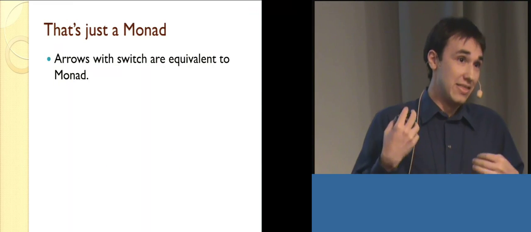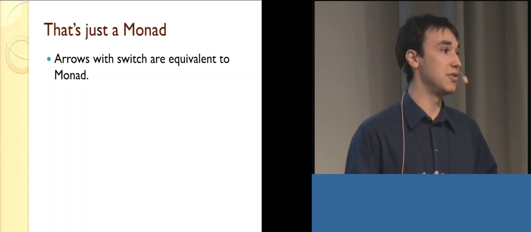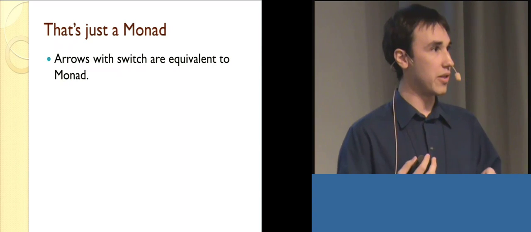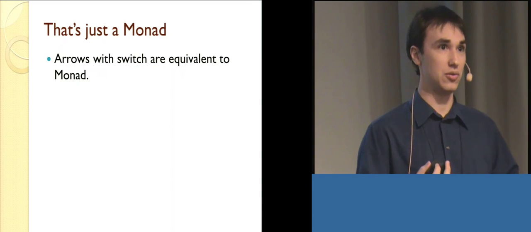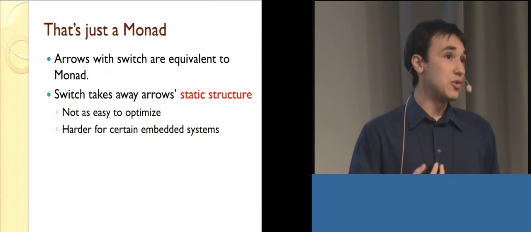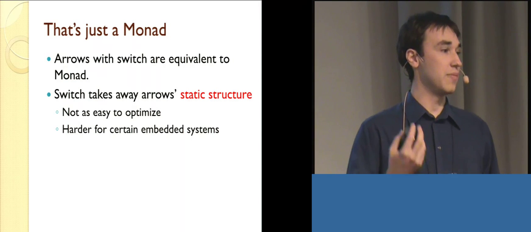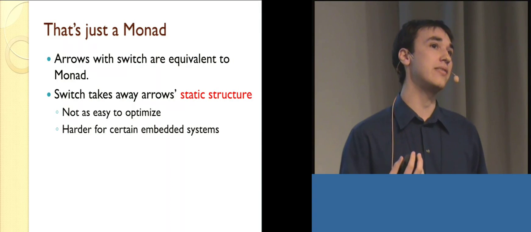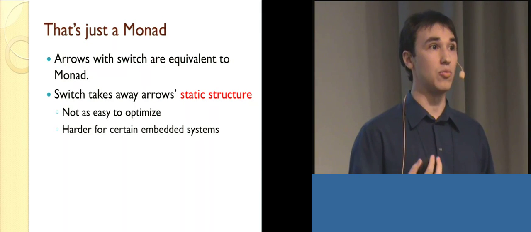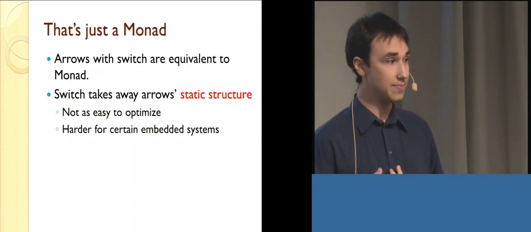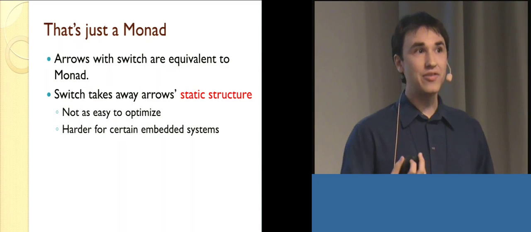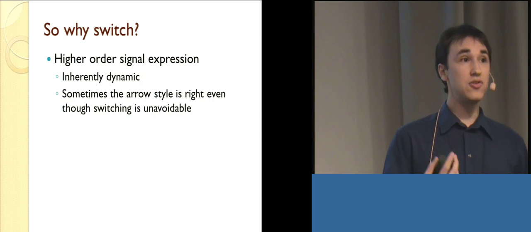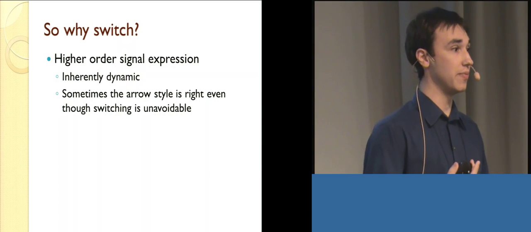Now, interestingly, that's what a monad is as compared to an arrow. Arrows with switch are equivalent to arrows with arrow apply, which is just equivalent to a monad. And so switch takes away that static structure. Now that static structure is really good for optimization purposes. It can be really good for embedded systems that have constraints on what types of programs can run. So why have switch if that's just equivalent to monad? Well, in some cases, you really do want that higher order signal expression.